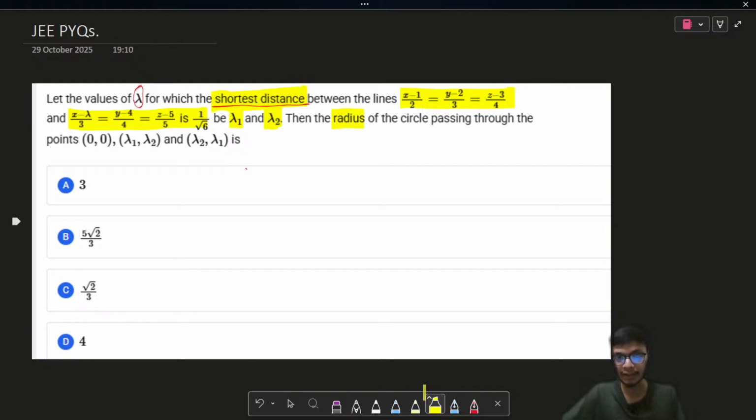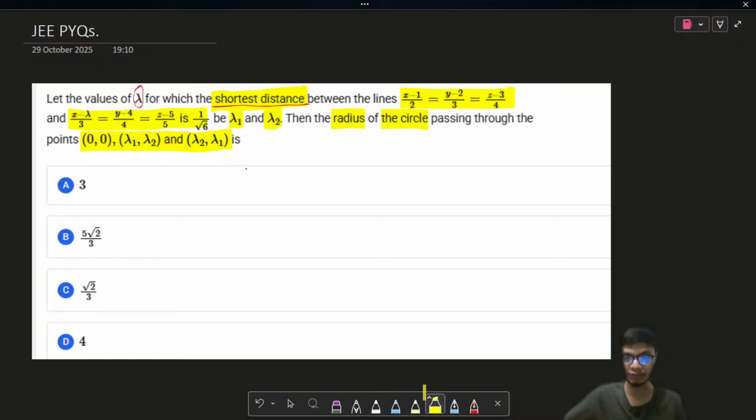Then you have to find the radius of the circle which is passing through the given points. Once you find the values of lambda 1 and lambda 2, you can easily solve the problem. So please try to solve the problem first.